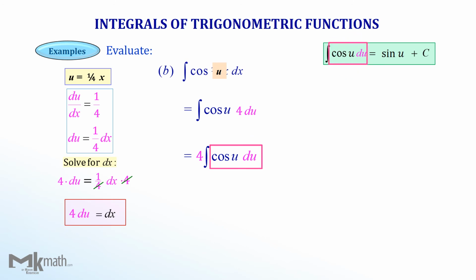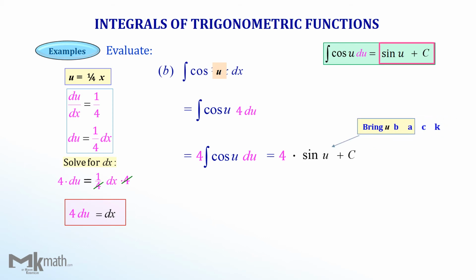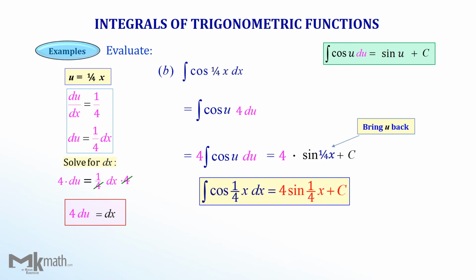Since we have the left side of the formula now, we can move to the right side of the formula. Using the formula to get 4 times sine u plus constant c. Finally, bringing back the original function 1 over 4th x for u position to get the solution as shown.